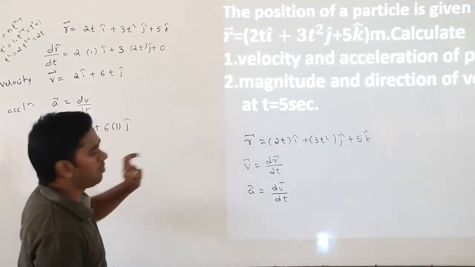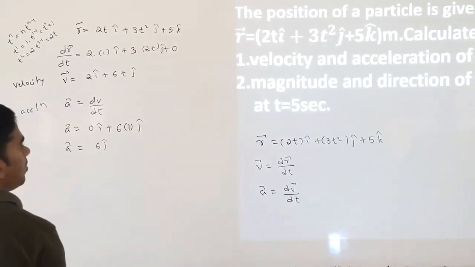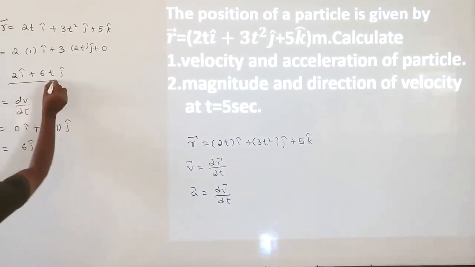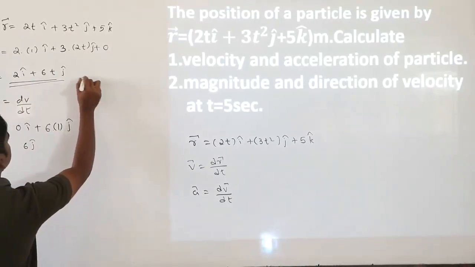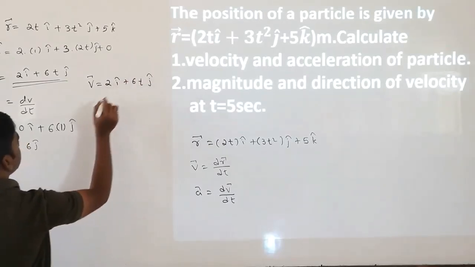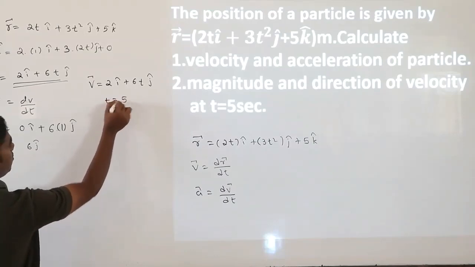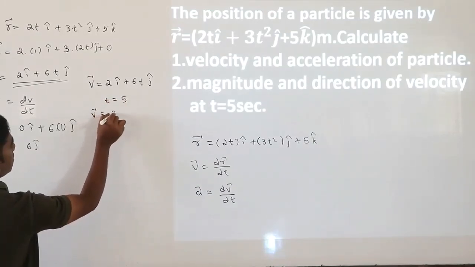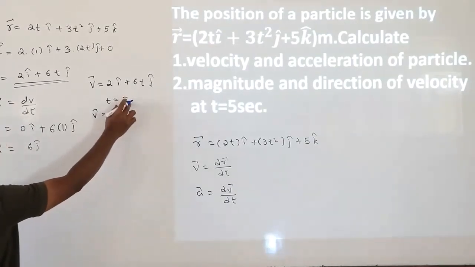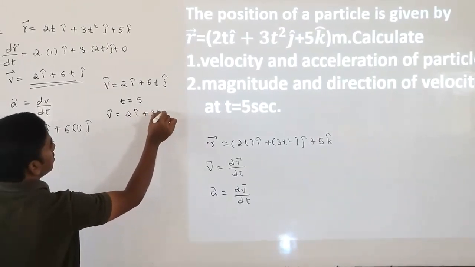So this is the first question: velocity and acceleration of the particle. One more question they are asking: magnitude and direction of velocity at t equals 5 seconds. What velocity we got? v equals 2 i cap plus 6t j cap. So at t equals 5, velocity will become 2 i cap plus 6 into 5, so you can write 30 j cap.